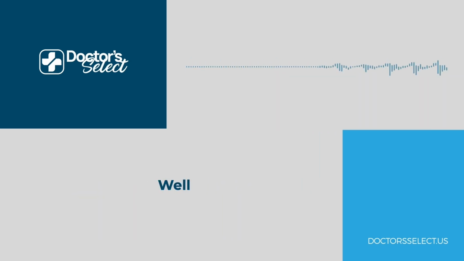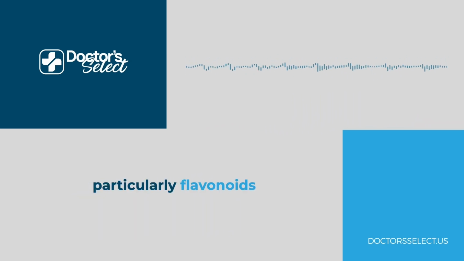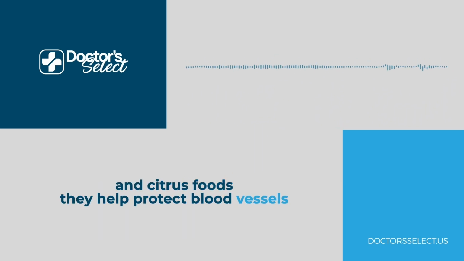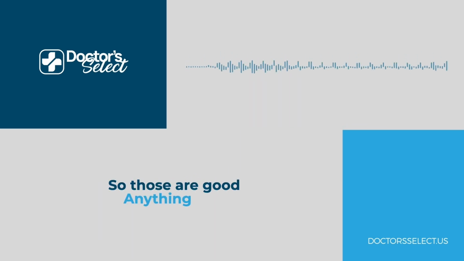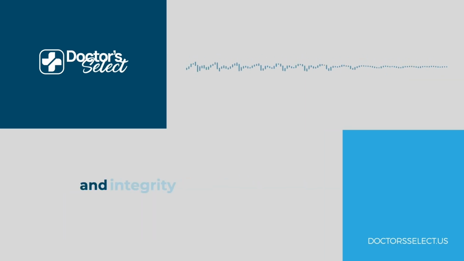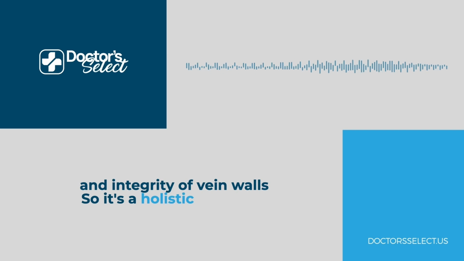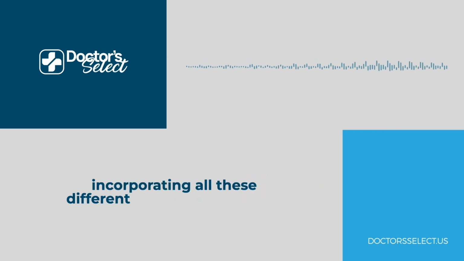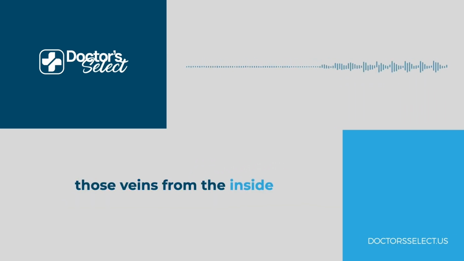Like what? Well, antioxidants, particularly flavonoids, which you find in berries and citrus fruits, they help protect blood vessels from damage. Okay, so those are good. Anything else? Vitamins C and E also play a role in maintaining the strength and integrity of vein walls. So it's a holistic approach, incorporating all these different nutrients to support those veins from the inside out.